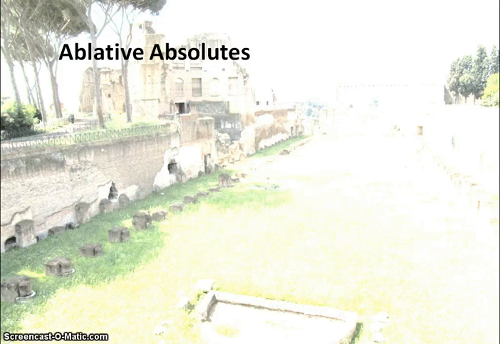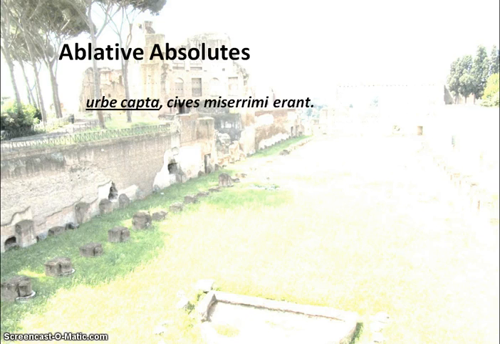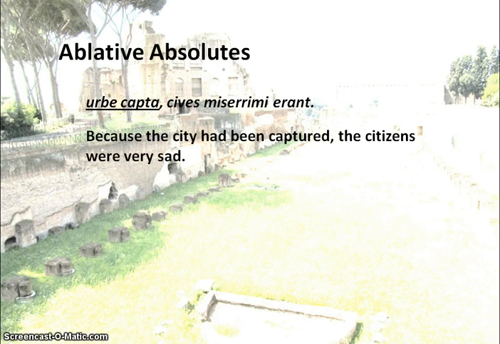However, there needs to be a note of caution with this. For example, with urbe capta, cives miserrimi erant, urbe is our noun, capta is our participle, both in the ablative. So, with the city having been captured, the citizens were very sad. But here, we're not going to assume that it's the citizens that have done the capturing of the city. So we can't make capta into an active verb. So maybe because the city had been captured, the citizens were very sad.